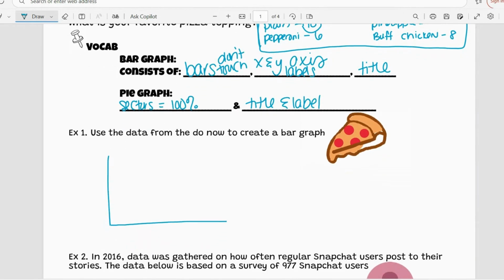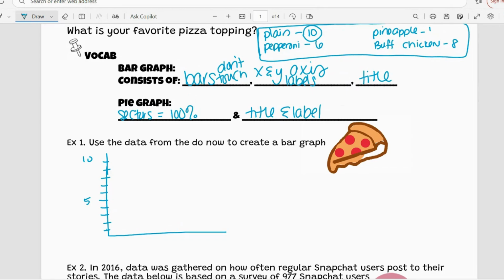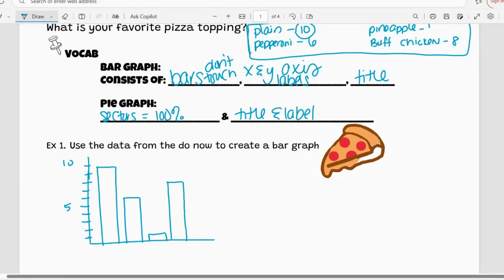So my highest number here is 10. I can just count by ones: 1, 2, 3, 4, 5, 6, 7, 8, 9, 10. And then I'm just going to go in here and label. It doesn't really matter the order that you go in. These bars should all have even width, so you shouldn't have one bar that's wider than the other. And then at the bottom, I'm going to label what each one is. There is your bar graph.